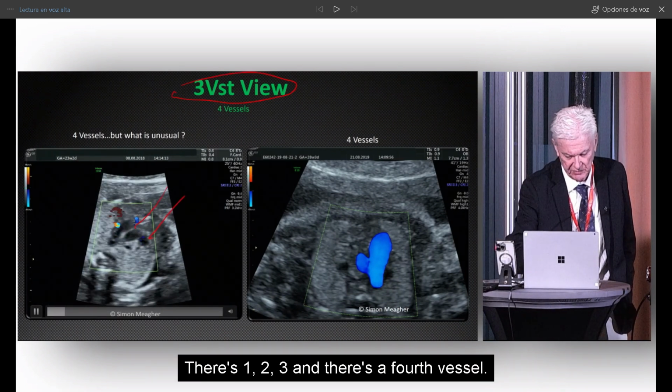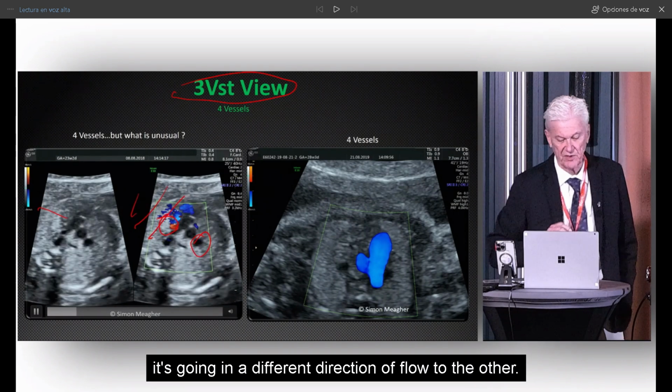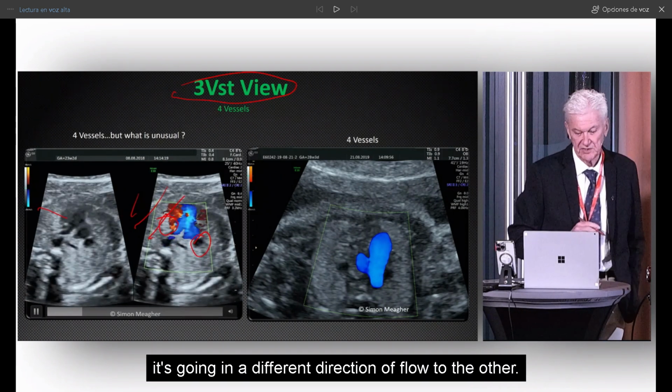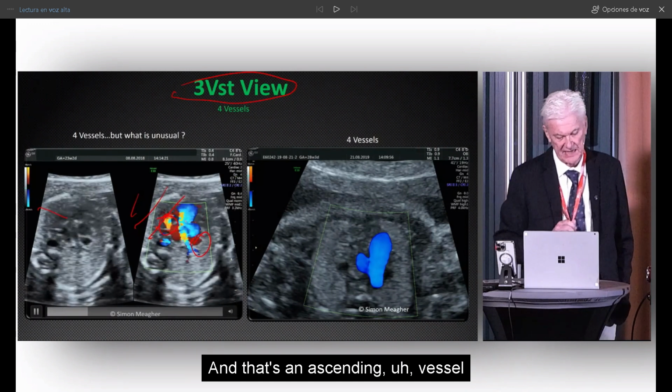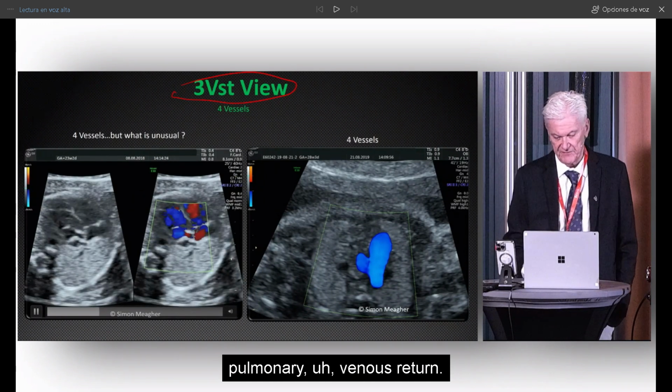There's 1, 2, 3, and there's a fourth vessel. And when you look at that fourth vessel, it's going in a different direction of flow to the other. And that's an ascending vessel of total anomalous supracardiac pulmonary venous return.